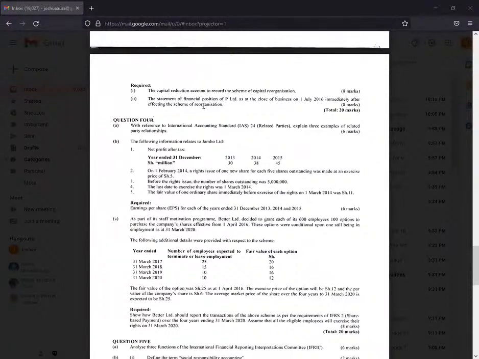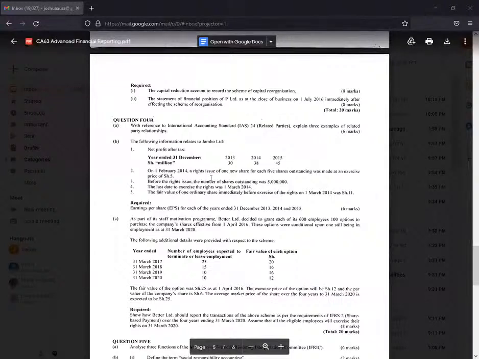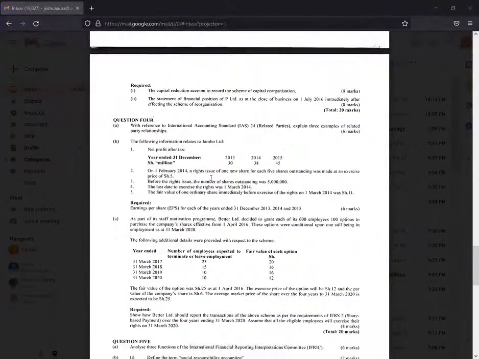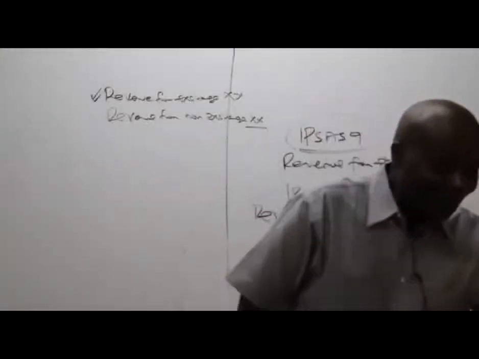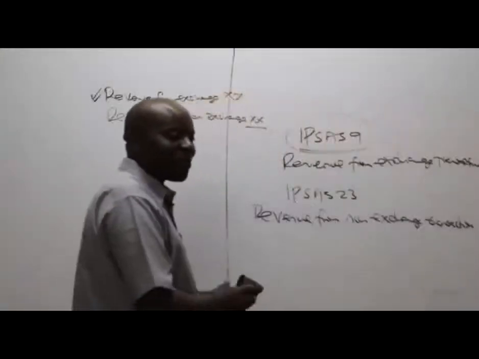No, for me, I know what is quite low-hanging here. When they talk of, ladies and gentlemen, this thing of rights issue, I'll start by calculating the theoretical ex-rights price. That to me is the lowest hanging fruit. And they are telling me here the theoretical ex-rights price. Is there anybody who knows how to calculate the theoretical ex-rights price?